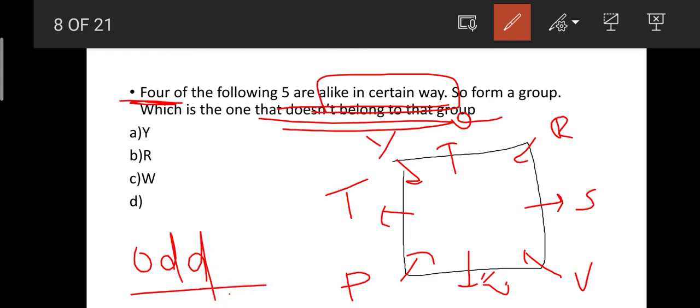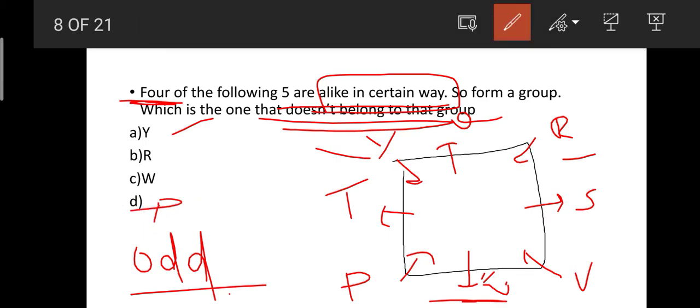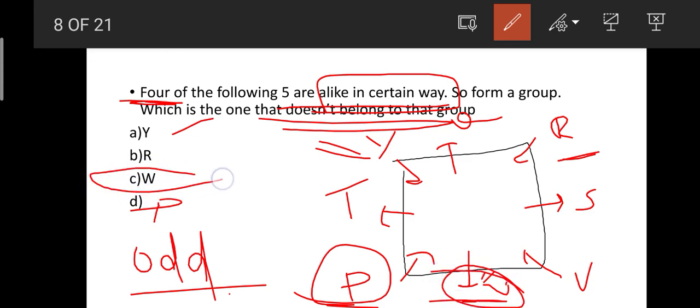Okay, Y, R, W, and here P, you take it. So Y, R, P are sitting at corners, whereas W is sitting in the middle. Okay, here the odd man will be W. Is it okay friends? These types of questions will be asked in our bank exams.